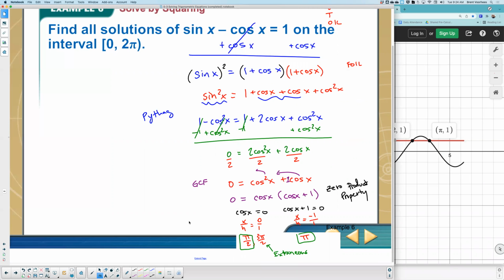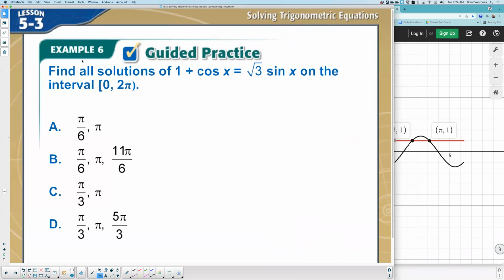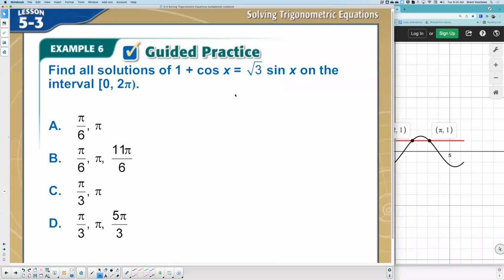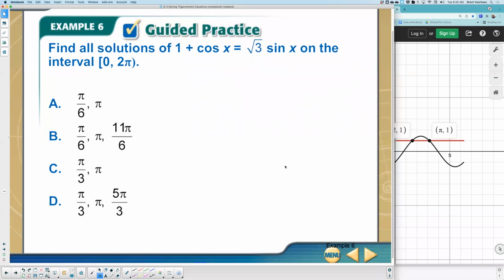So with that, I'll let you do DOL number 6, but I would recommend you graph this, solve by graphing, as opposed to doing the algebra. It's my recommendation for you.